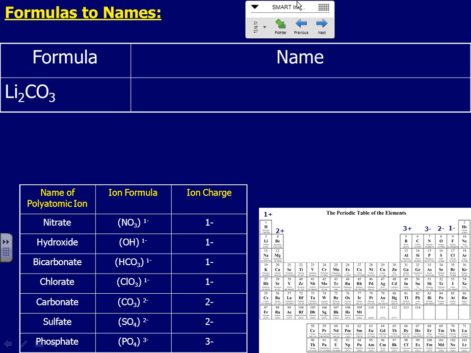So what is this called? Yeah, Marissa? Lithium carbonate. So lithium with a carbonate ion. A front and a back. A positive and a negative name. Lithium. Oops. Carbonate. I was thinking chlorate as I was writing.